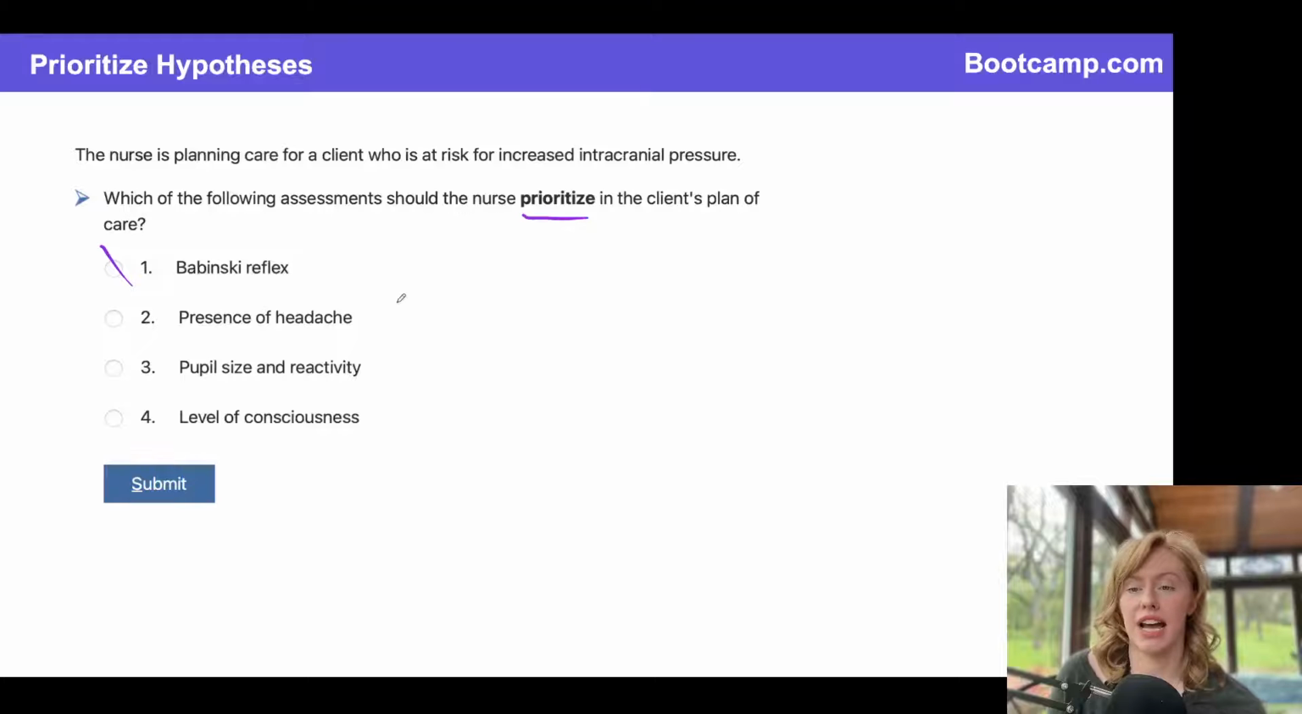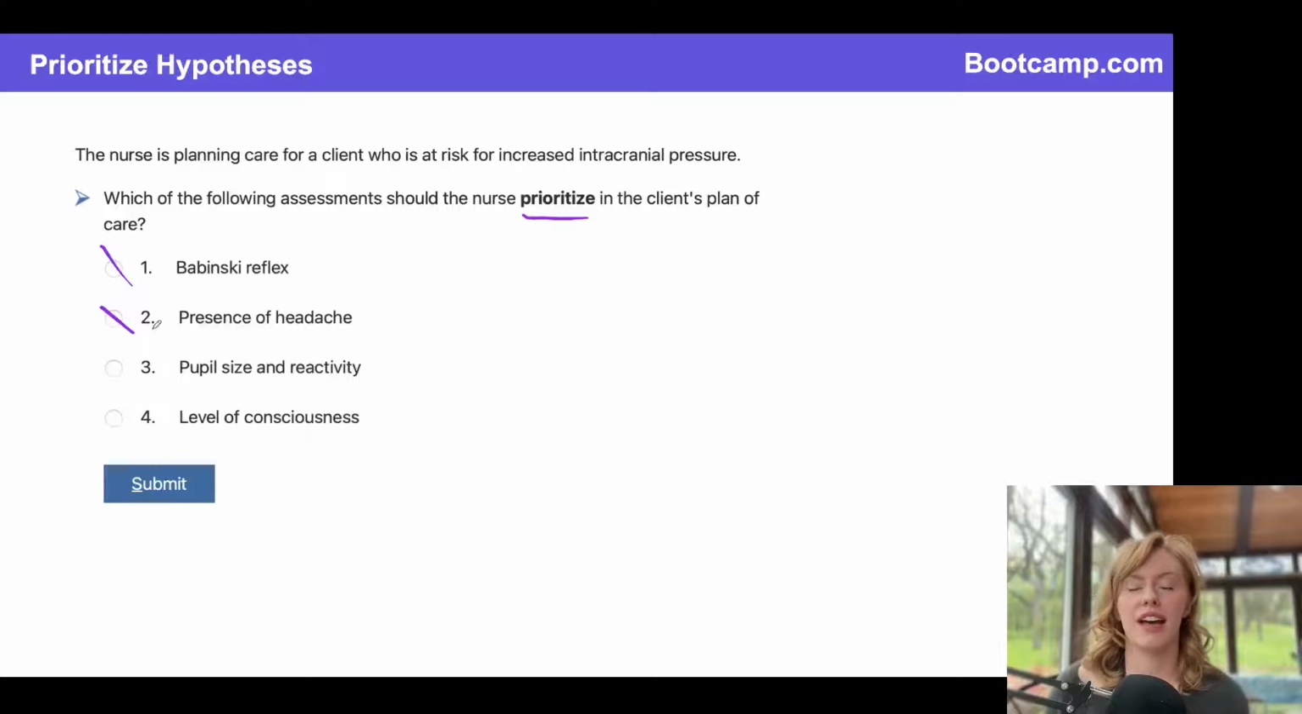Then the presence of a headache. Well, would you have a headache with an increased ICP? Yeah, sure. But you would also have a headache because you just had head surgery, right? And so that won't really tell us that they have increased ICP. It may be there, it may not. And so this isn't as useful because it could be an expected finding in this patient. So it's not this one either.